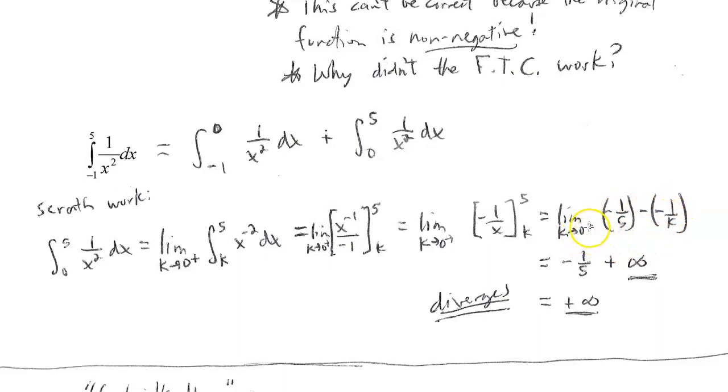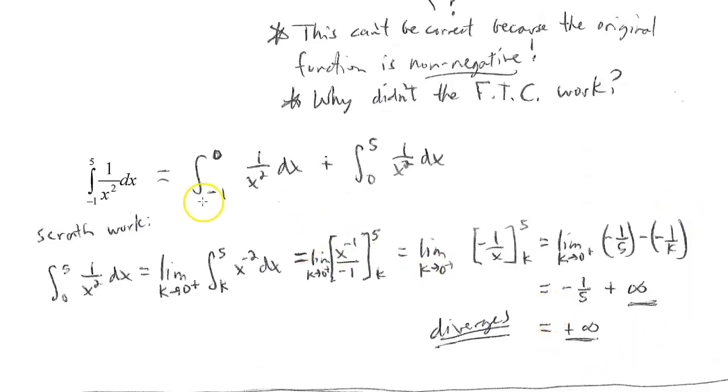But notice we're taking the limit as k approaches 0. Not as k approaches infinity, but as k approaches 0, this is going to blow up to infinity. So what we get is negative 1/5 plus infinity. That's just infinity. So actually, we don't even need to worry about this integral here. This area is infinite. And so therefore, if at least one of these diverges, remember, this one diverges.